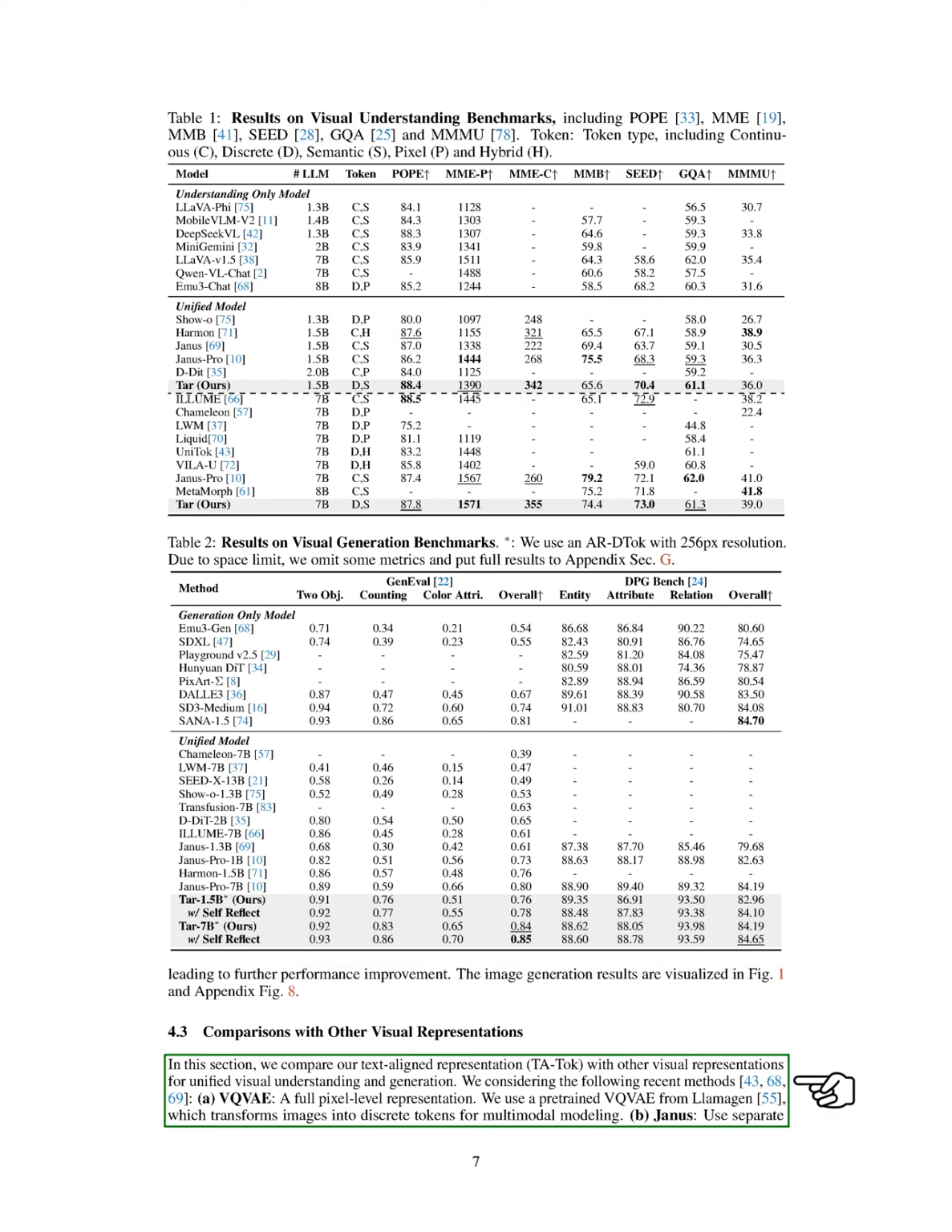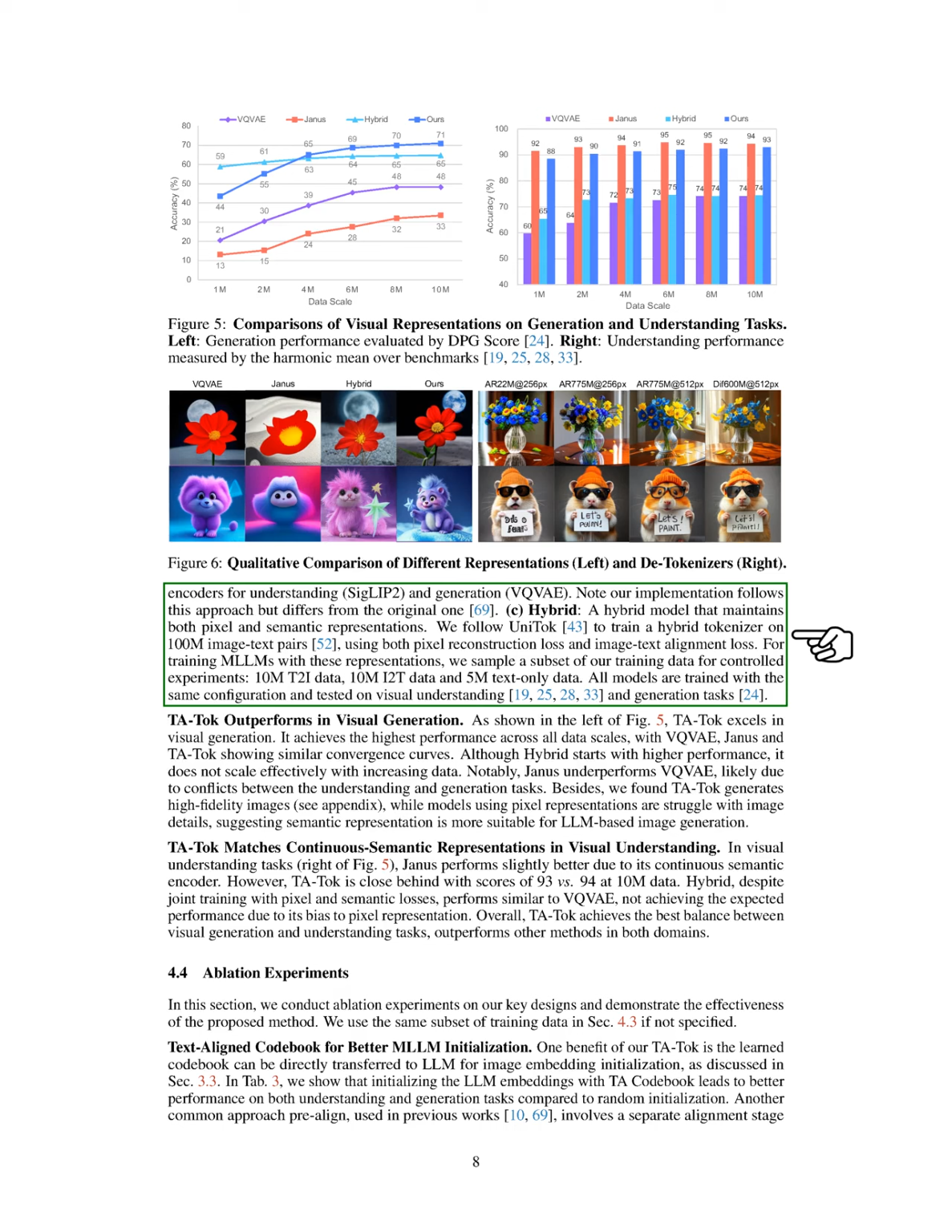We also compare our text-aligned representation, TA-Tok, with other visual representations for unified visual understanding and generation. We consider several recent methods, including VQVAE, which uses a full pixel-level representation, and Janus, which employs separate encoders for understanding and generation. Our implementation of a hybrid model combines both pixel and semantic representations.